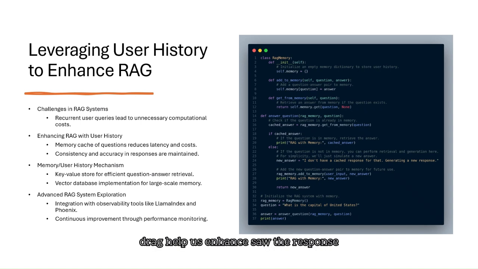Also, RAG helps us enhance the response by leveraging the user history. There is a challenge in RAG systems that recurrent user queries lead to unnecessary computational cost, but it has also been seen in the past that user history enhances the responses. The memory cache of the questions reduces latency and cost, and consistency and accuracy in the response are maintained. To have the user history memory mechanism, we can have key values stored for efficient question answer retrieval, and we can have a vector database implementation for large scale memory.